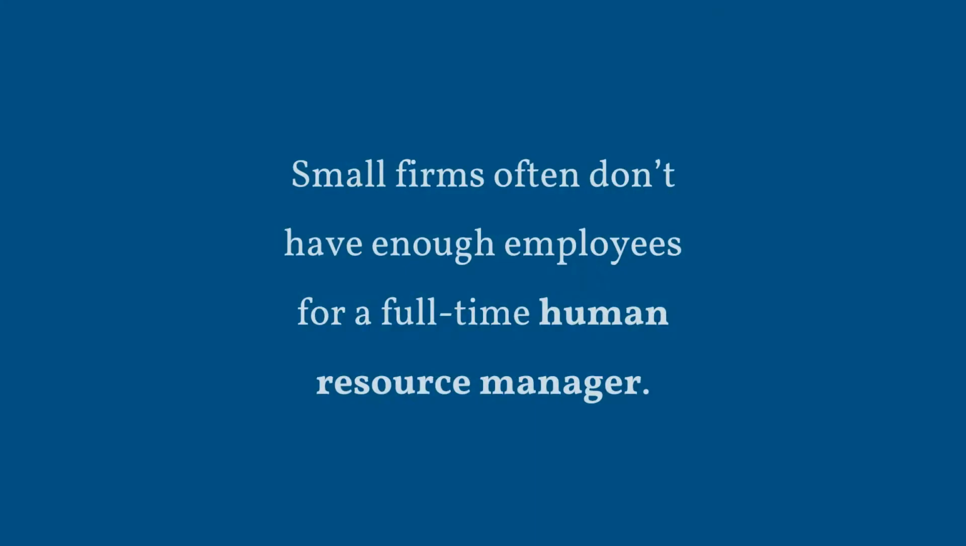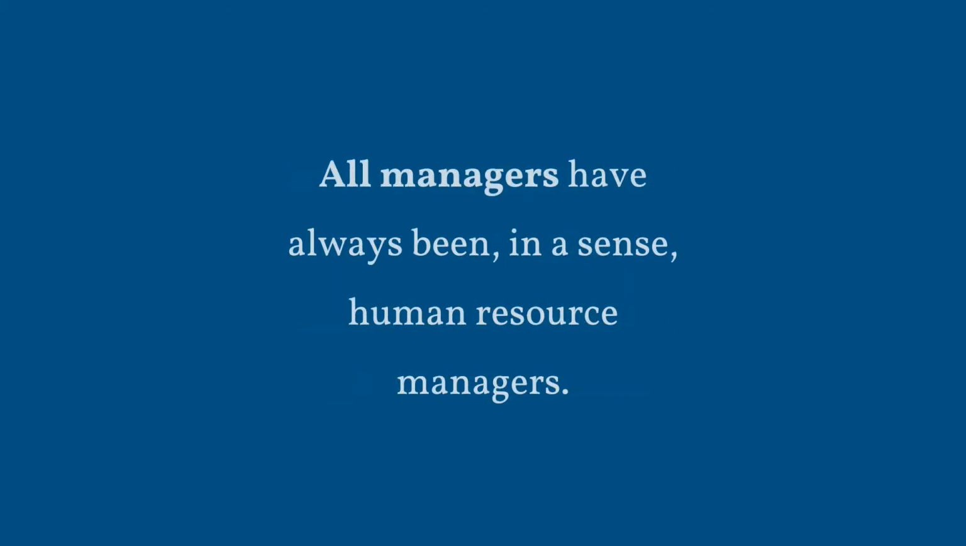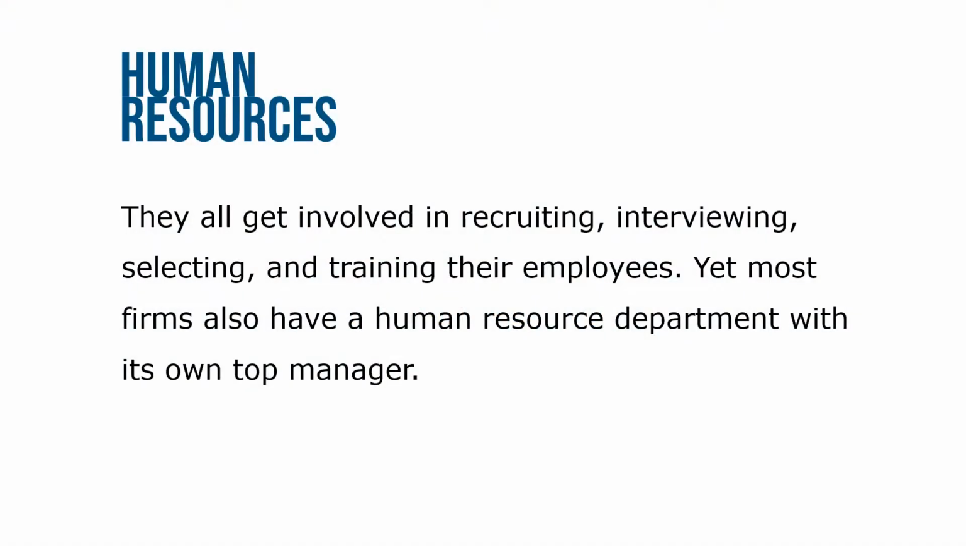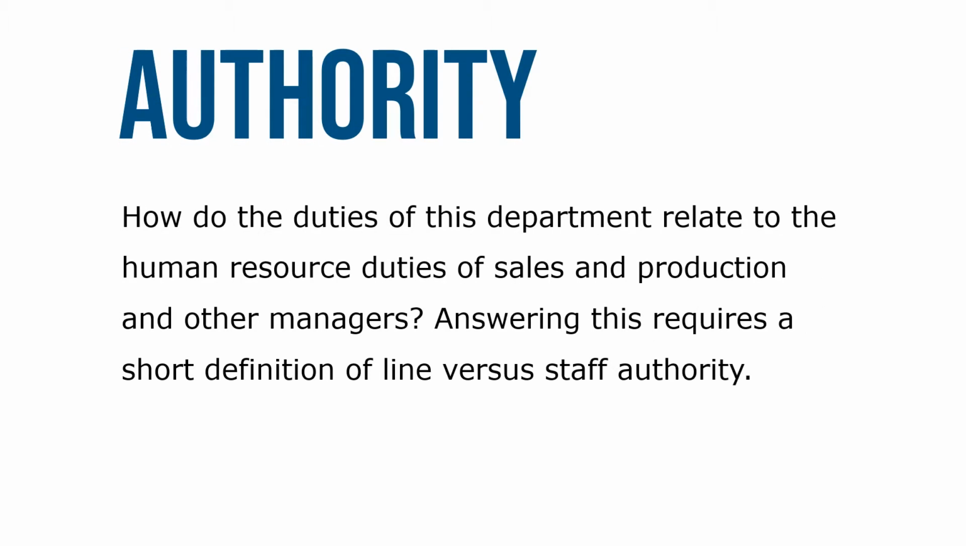Small firms often don't have enough employees for full-time human resource managers. All managers have always been, in a sense, human resource managers. They get involved in recruiting, interviewing, selecting, and training their employees. Yet most firms also have a human resource department with its own top manager. How do the duties of this department relate to the human resource duties of a sales, production, or other manager? Answering this requires a short definition of line versus staff authority.